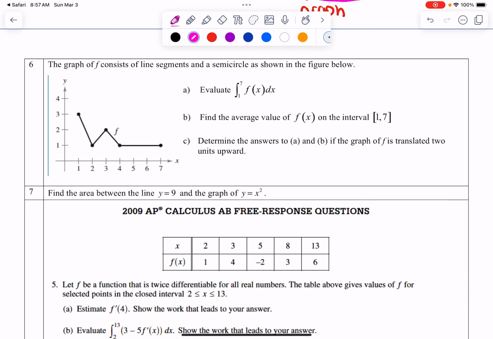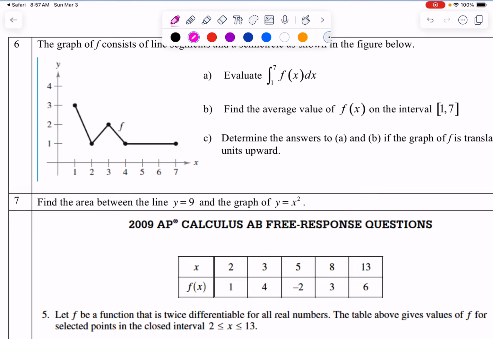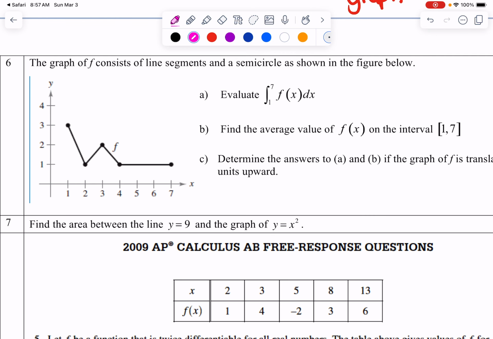Okay. For number 6, it says the graph of F consists of a line segment and semicircles as shown in the figure above. So it says evaluate the figure below. Okay. So what we're going to do is it says evaluate from 1 to 7, which means I'm starting here and I'm ending here. I'm basically breaking it down because now I can see I have a rectangle. I can see I have like a triangle up here and another rectangle, and then this over here is going to be a trapezoid.